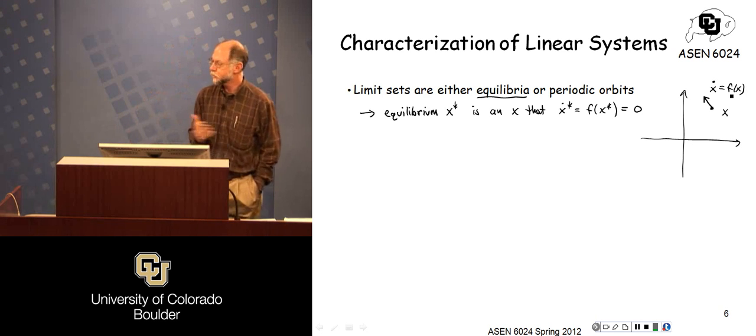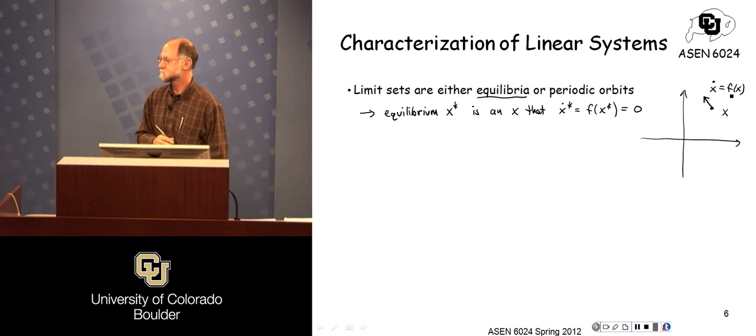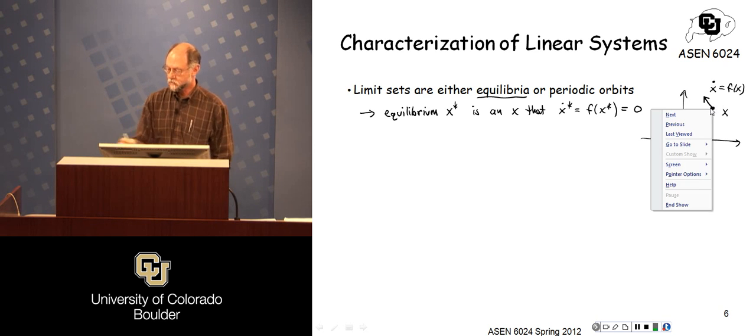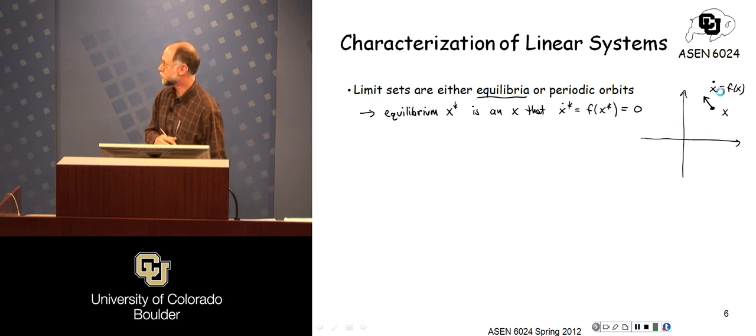Okay, so an equilibrium means what? You don't move. You're not moving. Equilibrium is a place in the state space such that when you operate on it with the function f of x, you get no motion. So you're not moving from that point. So the differential equation solution starting there is to stay there. Okay? So it's a stationary point in this differential equation.